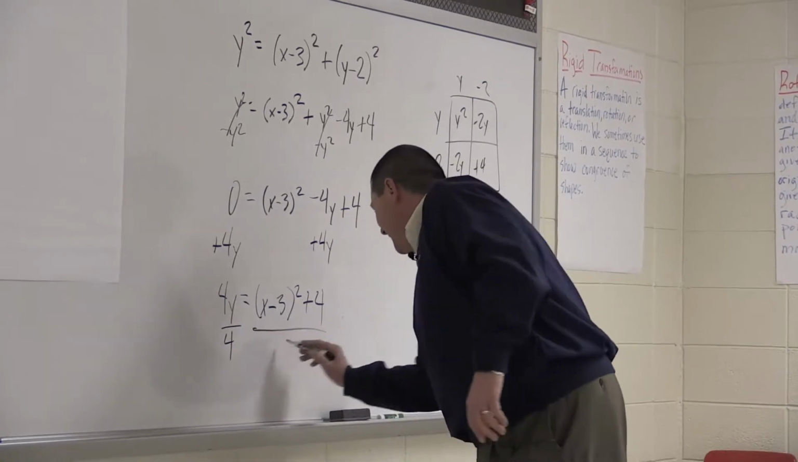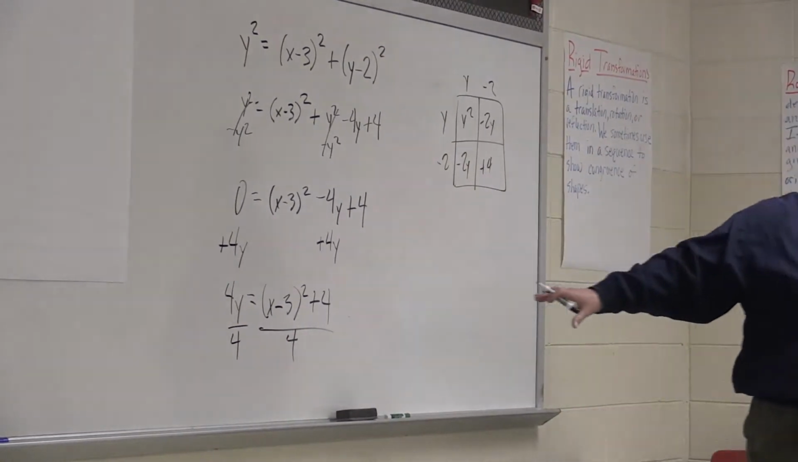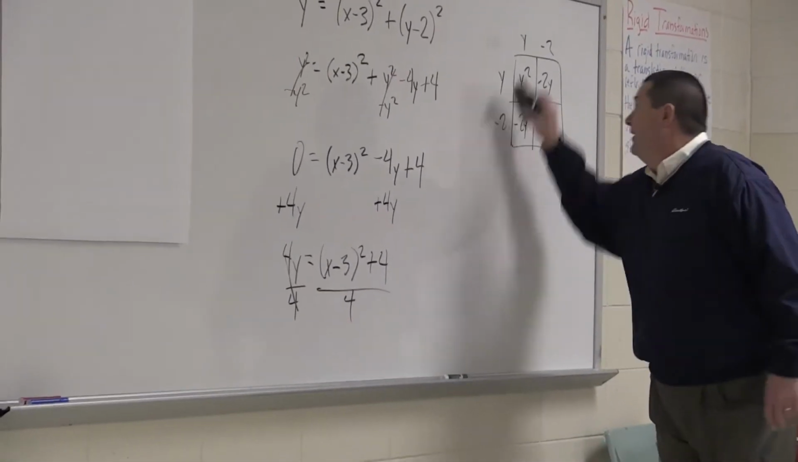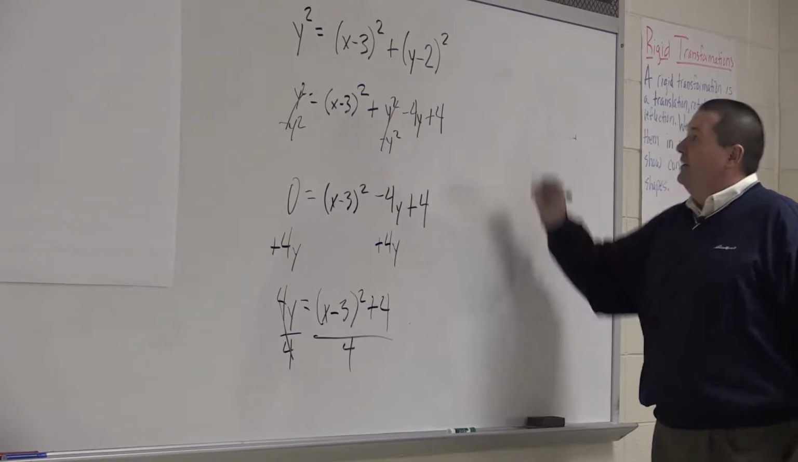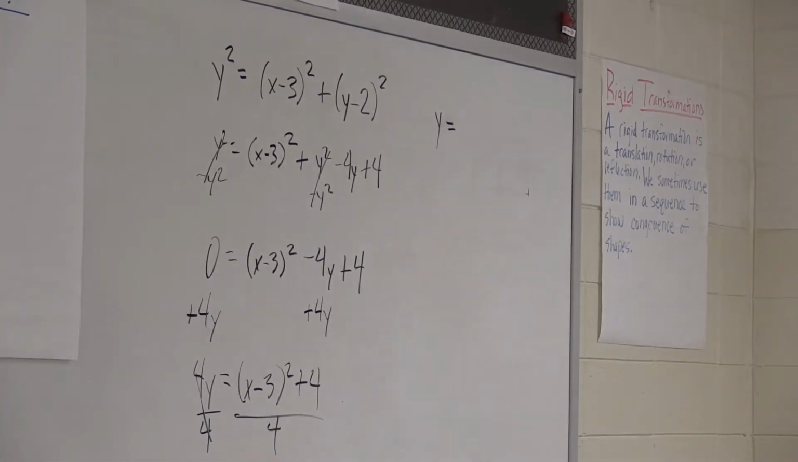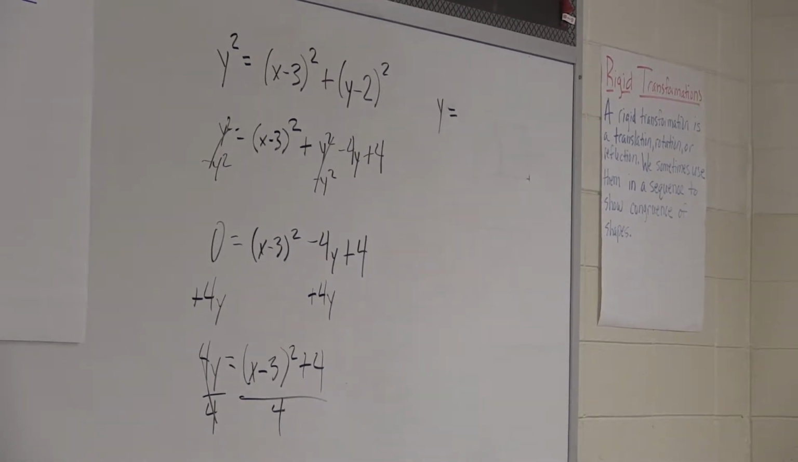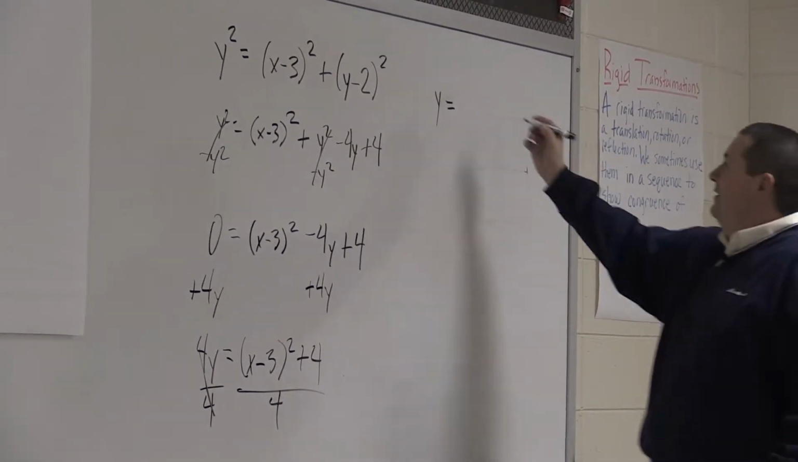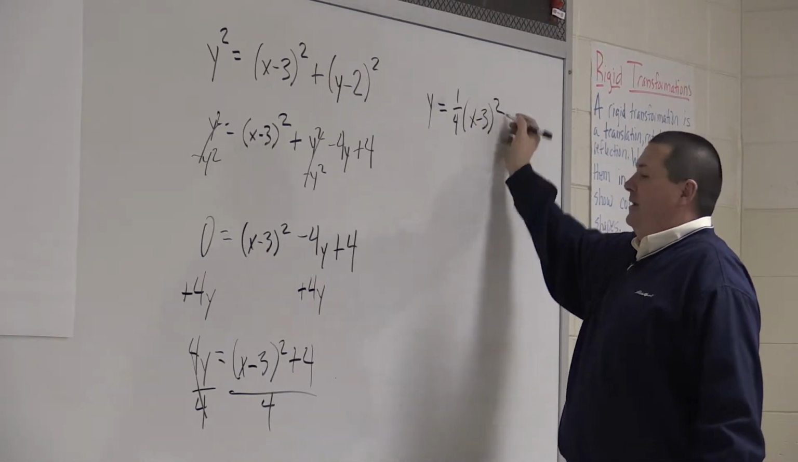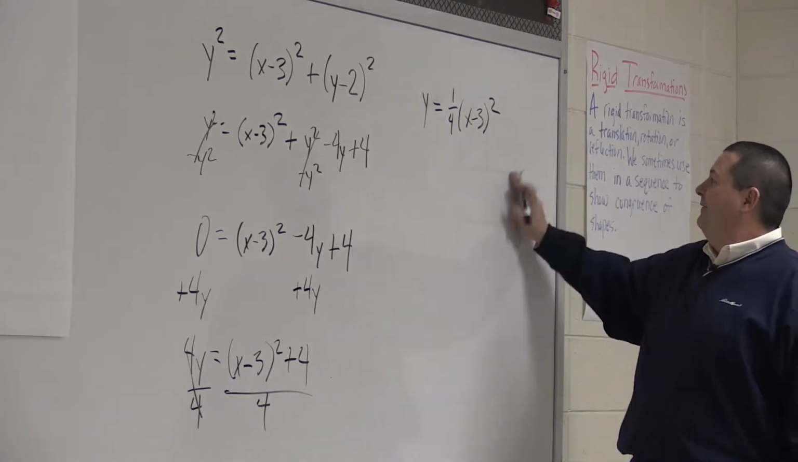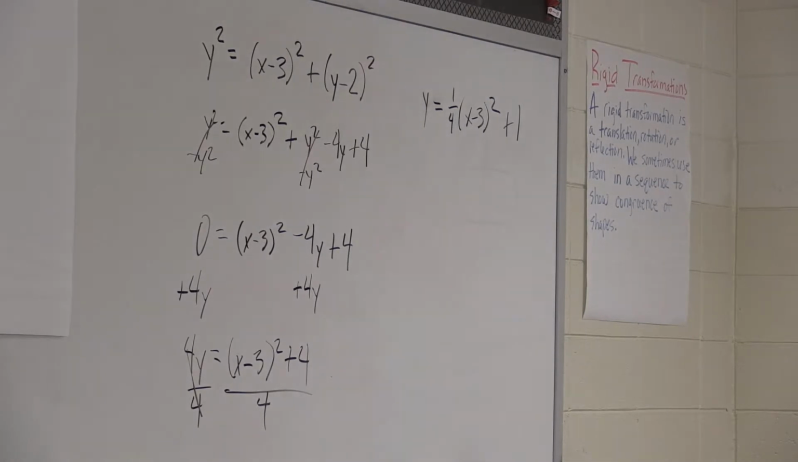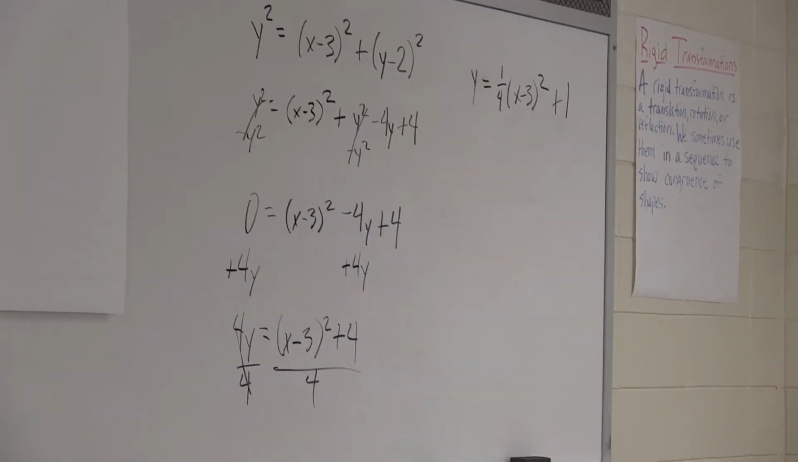Okay, so listen now. Remember, you got to divide everything over here by 4. So that's going to give you y. Dividing by 4 means the same thing as multiplying by what? Very good. 1/4. So let's go 1/4 times, and 4 divided by 4. There's your equation. What's the vertex of that parabola?